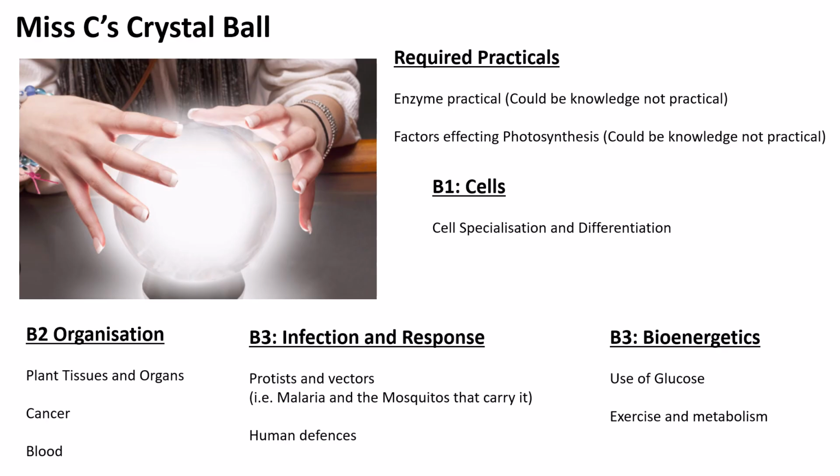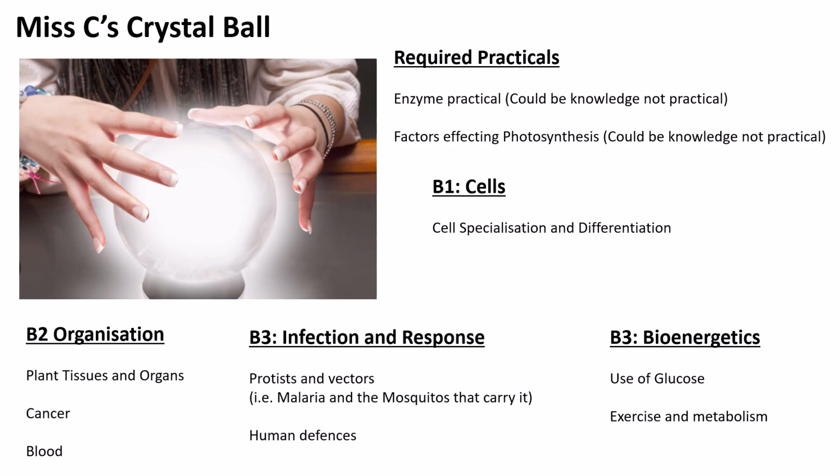For infection and response, protists and vectors, so we're talking about mosquitoes and malaria here, and also human defences. We're talking about how your body prevents pathogens entering it, as well as how we can fight pathogens once they're inside your body. So how the white blood cell fights infection, the 3 ways white blood cells fight infection.